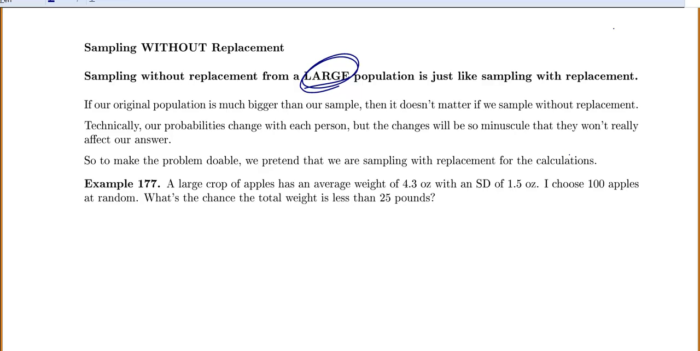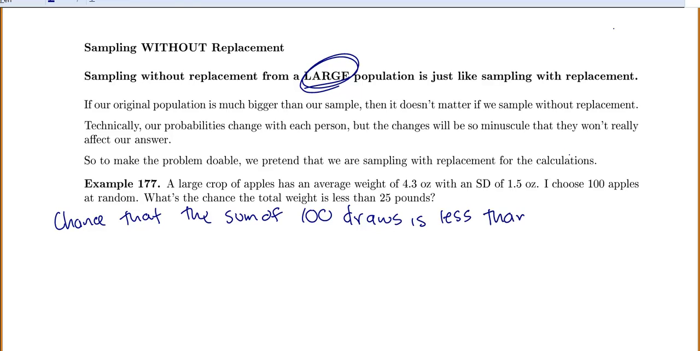So there's a few things to note here. So we're looking for the chance that the sum of 100 draws is less than 25 pounds, but we're dealing with ounces already, so let's change that to pounds. It turns out that all you have to do is times it by 16 because there's 16 ounces in a pound, so 25 times 16 is 400 ounces. So we just changed pounds to ounces. So what is the chance that the sum of 100 draws is less than 400 ounces?